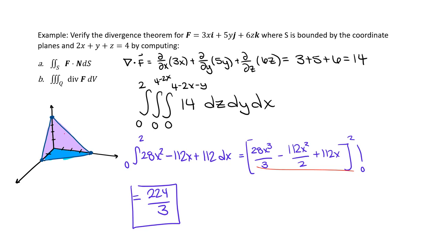Okay, so again, what the divergence theorem is telling us is that if we want to integrate a vector field over a closed surface, we can integrate the divergence of that vector field over the volume, and that will give us the exact same answer.